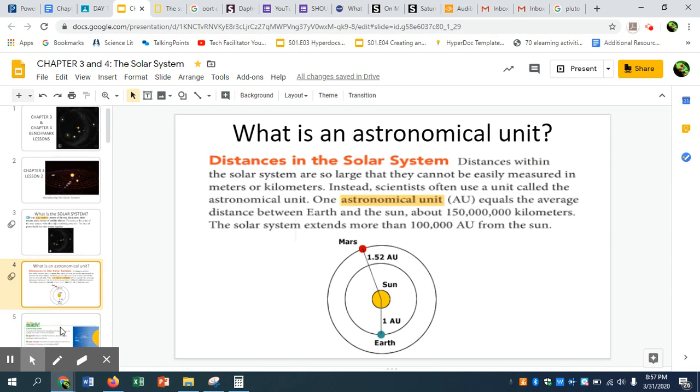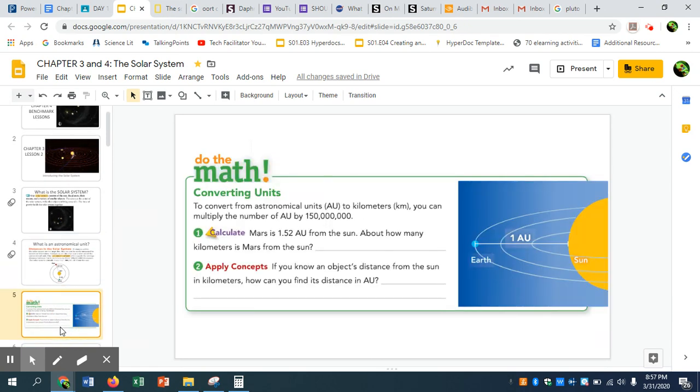Let's do our first activity. It's Do the Math. Not as hard as it looks. It says here, to convert from astronomical units, AU, to kilometers, you multiply the number of AUs by 150 million. Let's do number one, calculate. Mars is further away from the sun than we are, so you would assume its AUs are more than one. Mars is 1.52 AUs from the sun. How many kilometers is Mars from the sun?